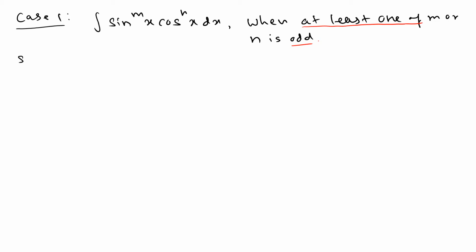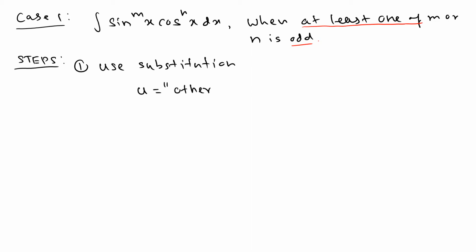So let's try the steps. There are special steps. The first one is you have to factor a term. I'm just going to write factor a term, but it will be clear what factor you're going to pick. So let's write this one: use the substitution. I'm going to write this one; this is not in the book. So u equals the other one.